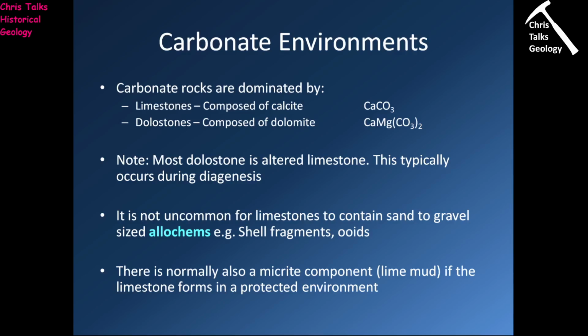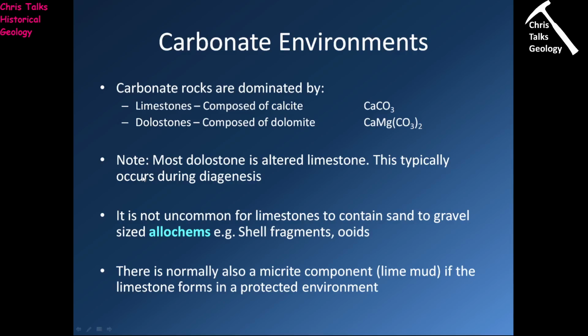Okay, so we're on to carbonate environments now. Carbonate rocks are dominated by limestones, which are composed of calcite, so calcite is calcium carbonate, CaCO3, and dolostones, which are composed of the mineral dolomite, so dolomite is calcium magnesium carbonate. It should be noted that most dolostones are actually altered limestone. So primary dolomite isn't that common.